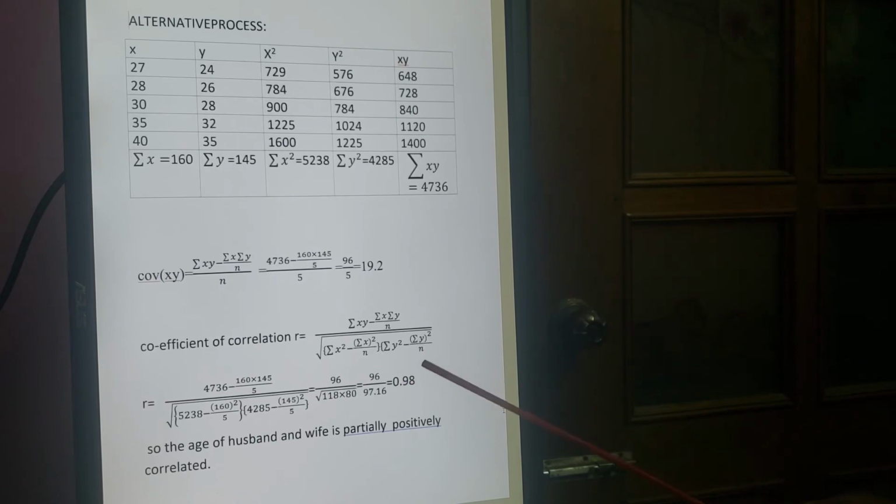So 0.98 means greater than 0 and less than 1. So here the coefficient of correlation between the age of husband and wife is partially positively correlated. Okay, if the question wants a comment, you will write: the relation, the age of husband and wife is partially positively correlated.